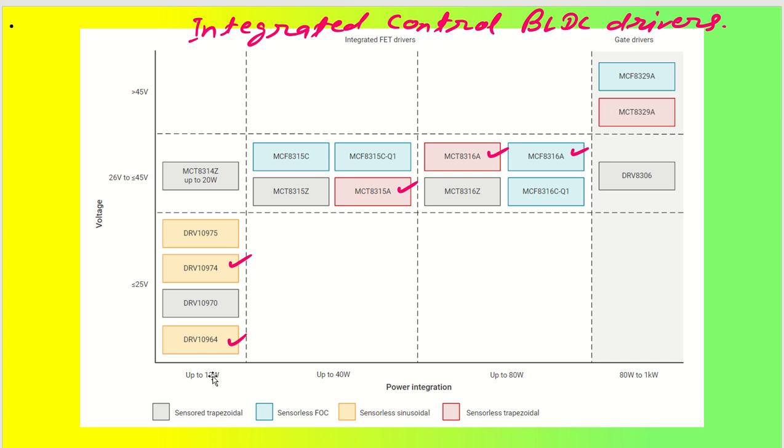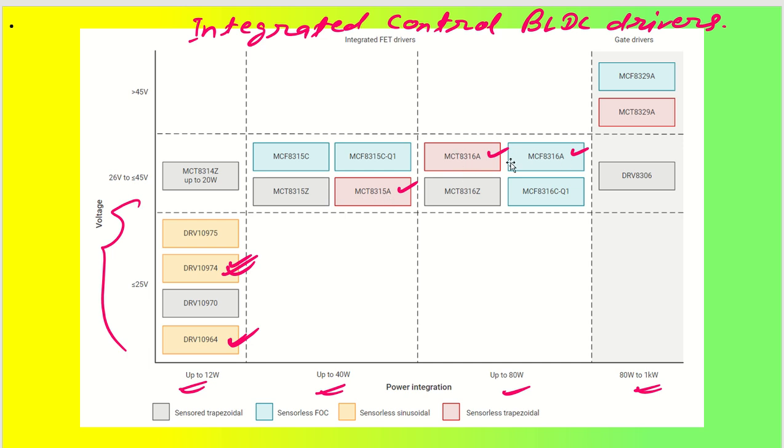So as you can see, based on the power rating, we have up to 12 volt 12 watt, then we have 40 watts, then we have 80 watts, and we have 80 watt to 1 kilowatt. And the designs that are available with our training sessions are DRV10964, and DRV10974, which we are going to discuss today. Then we have an even slightly higher power rating, which is MCT8315 and MCT8316.